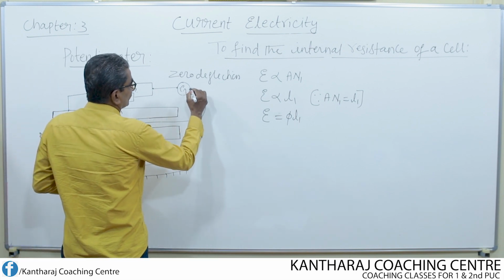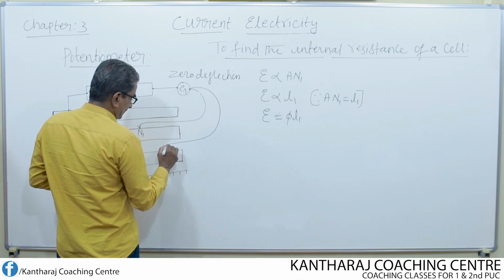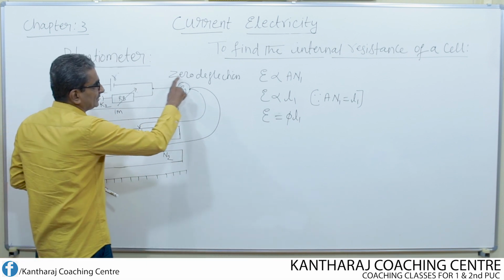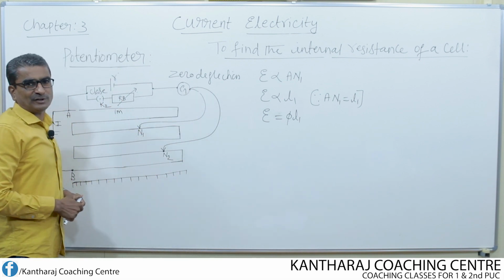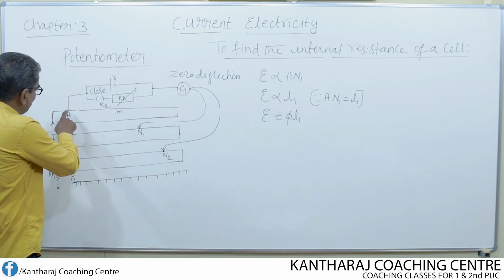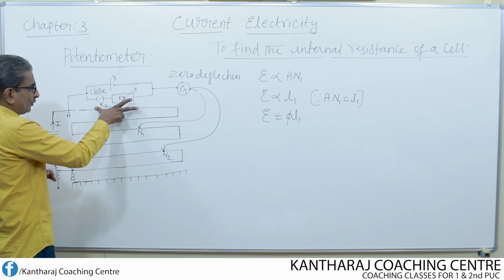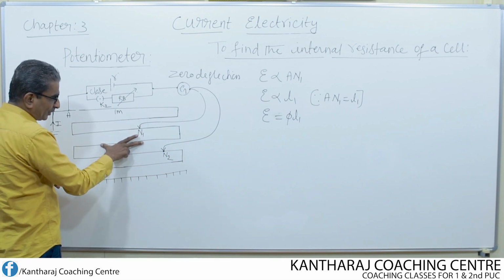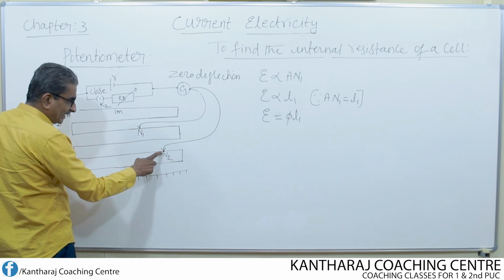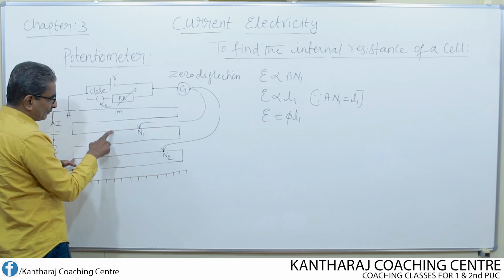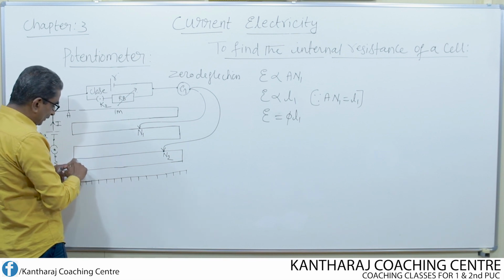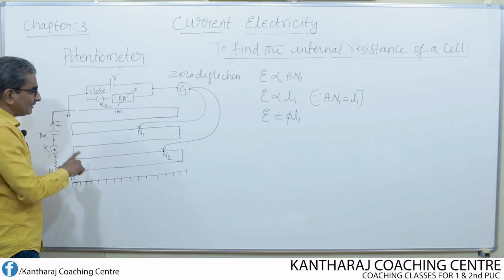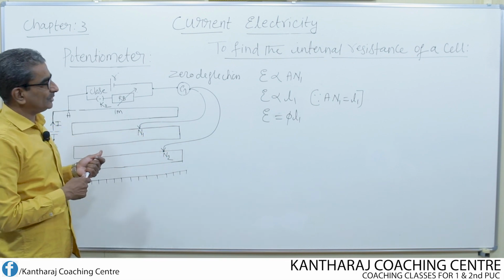Let us consider N2 as the balance point. Balance point means zero deflection. The galvanometer shows zero deflection. Now the length from A to N2 is 1 meter plus 1 meter, 2 meter, plus 3 meter, plus 4 meter, plus from end to end an extra 1 meter each, totally 4 meter. Whatever length we get from this end to this end should be added along with 4 meter. That is nothing but AN2.